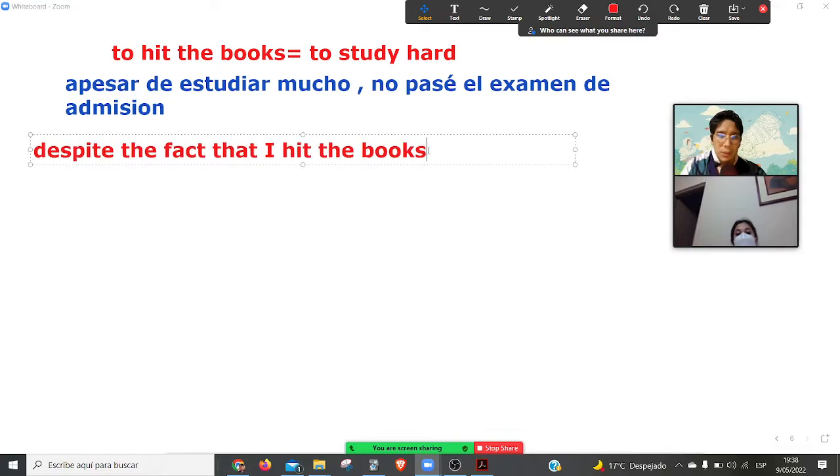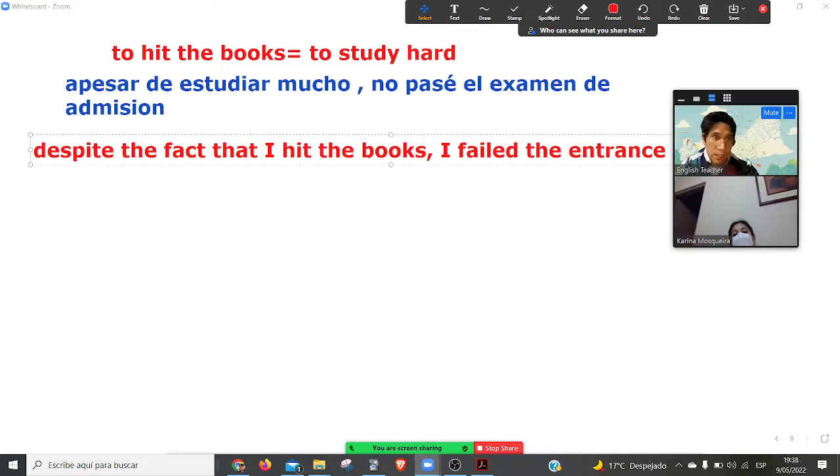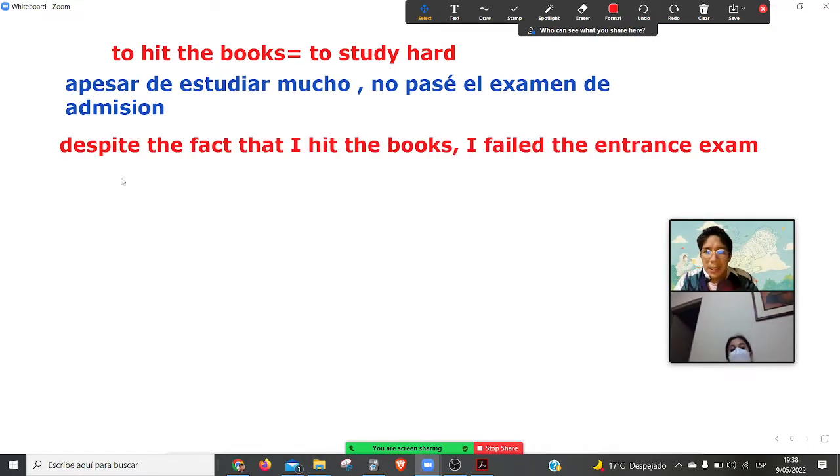What else? I failed the exam, of course. I couldn't pass or I failed. Muy bien, I failed the exam. The entrance exam, examen de admisión. Entrance exam. Okay? Now, the second one. ¿Qué otro uso podríamos usar? Y tienes el despite the fact that.